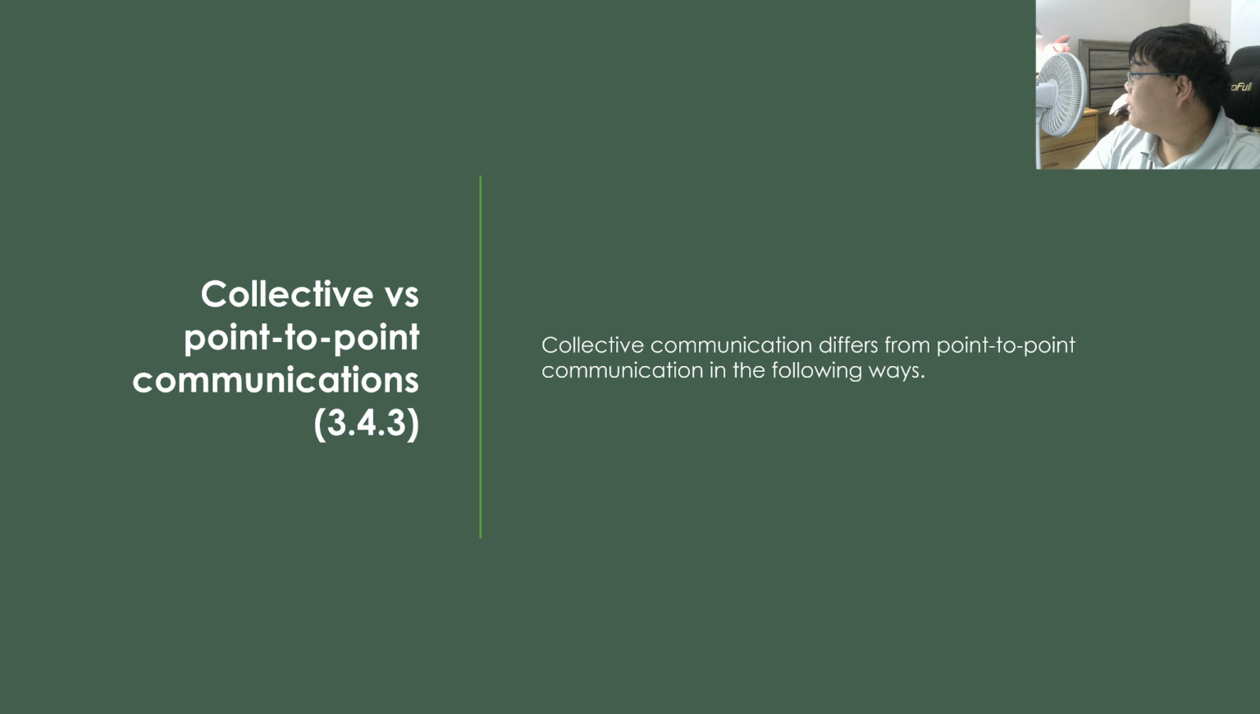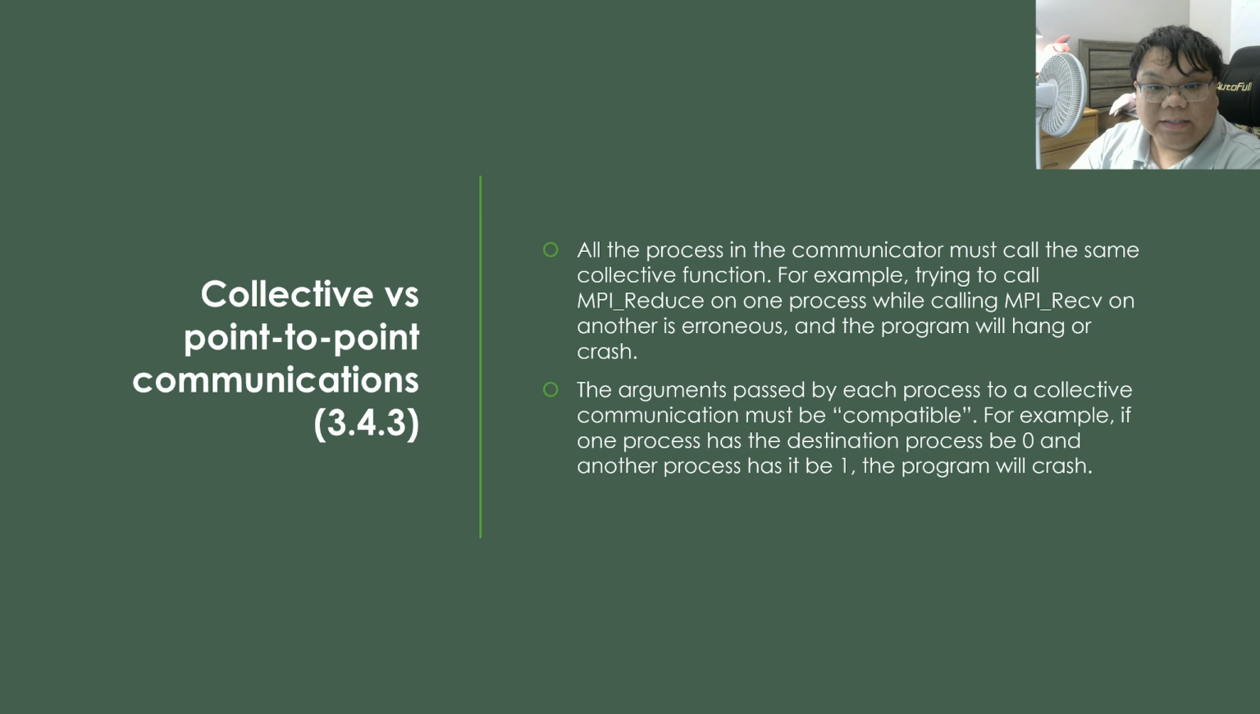Also, there are other ways we can do point-to-point communication, but before I get to that point, there are a few rules I have to talk about. All the processes in the communicator must call the same collective function. For example, if we call MPI reduce on one process while calling MPI receive on another process, that's erroneous. The program will crash.